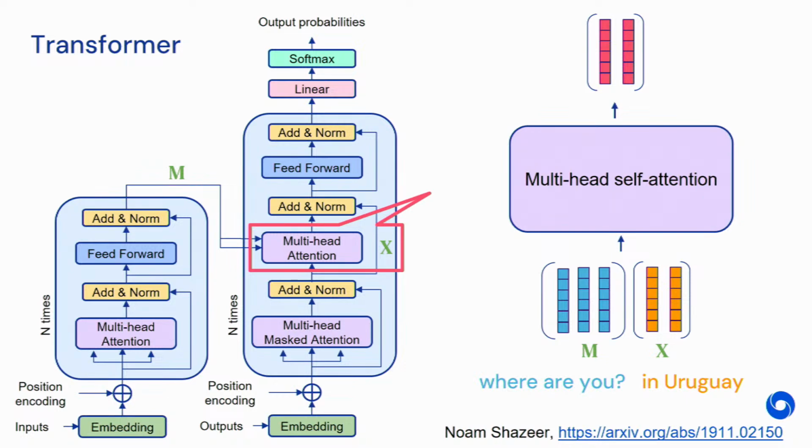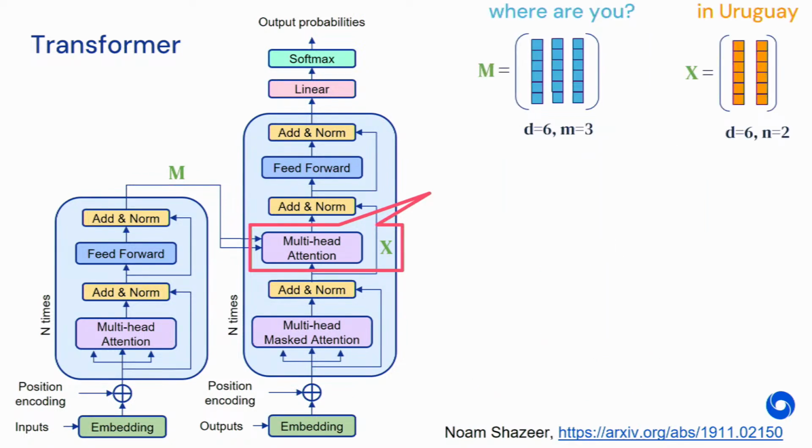And as you start making a prediction, like in this case, "where are you in Uruguay?", then that prediction that you're generating and feeding in autoregressively has 2 tokens. And so we want the decoder to produce 2 tokens. So that's the setup for multi-head attention. It's a module that takes in 2 things: the output of the encoder and its own input, and it will produce something that has the same size as its own input.